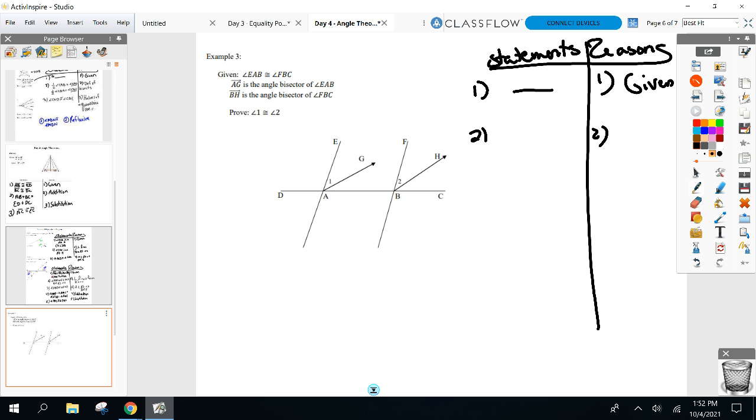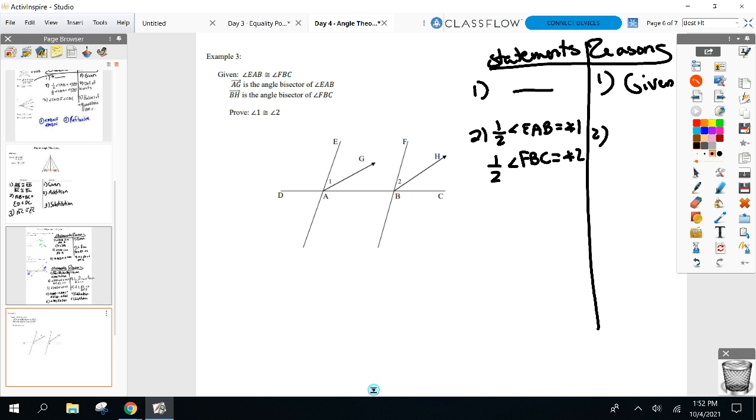Jonathan, go ahead. Angle EAG equals half of angle EAB. Okay, so let me stop there. I'm just going to write it backwards. You're fine though. Half of EAB is equal to angle EAG. Okay, I'm going to call that angle 1. Yep, EAG. Go ahead, and then you took half of what other angle? Half of angle FBC. Yep. Equals angle 2. Good.